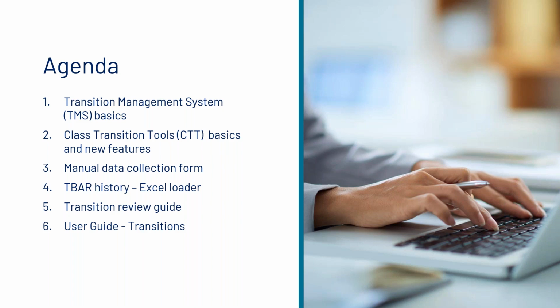So today we're going to cover off a few things. We're going to talk about the Transitions Management System, the TMS, which is the main interface that we use to get your files securely across to our transitions team to upload to Class. We're going to talk about the Class transition tool, what it's used for and some of the improvements we've made there. We're going to talk about the manual data collection form. We're going to talk about some changes we've made to the Excel fund loader as well, particularly around getting your historical T-bar records into Class.